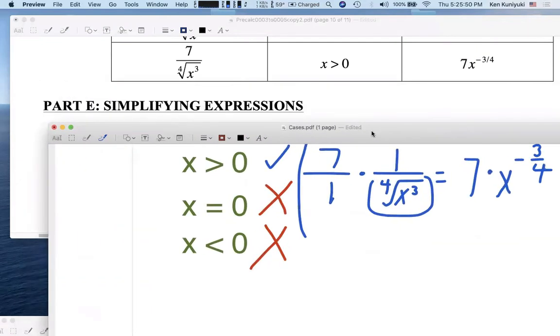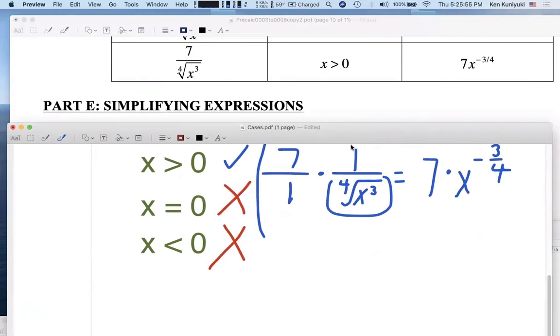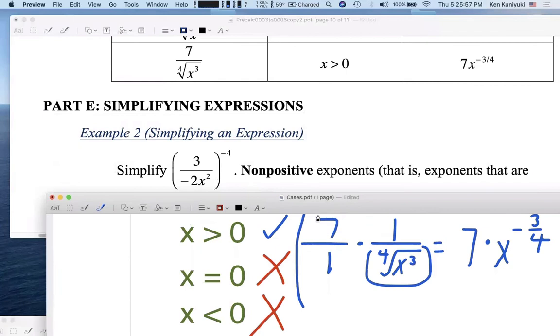Next up, let's use the rules for exponents and radicals to simplify expressions. More complicated expressions like these. Next time.